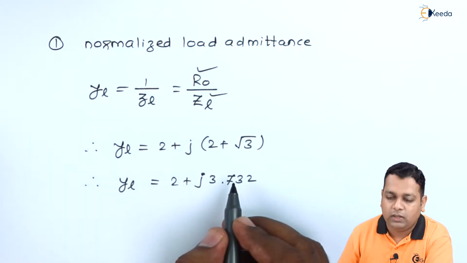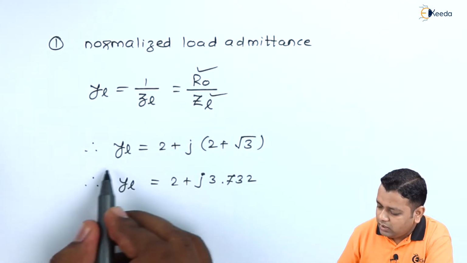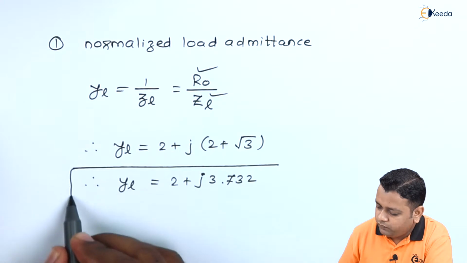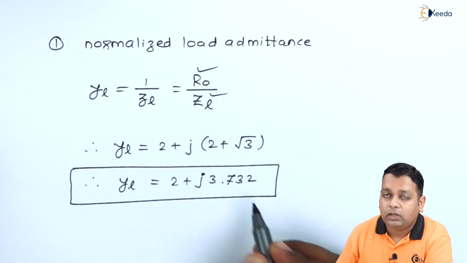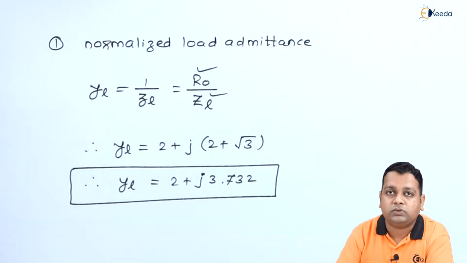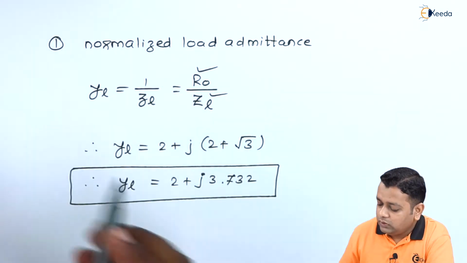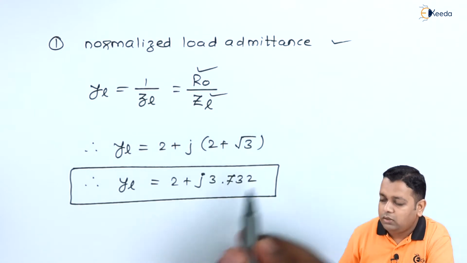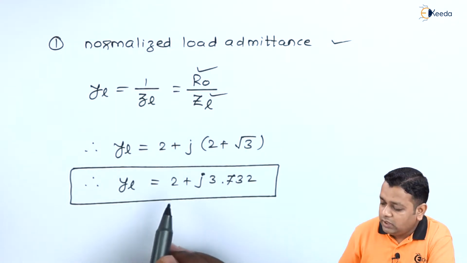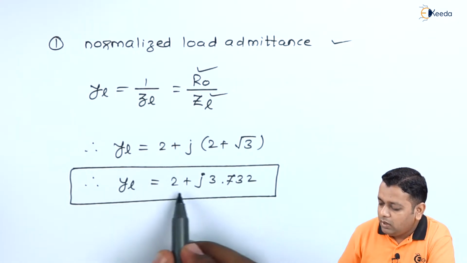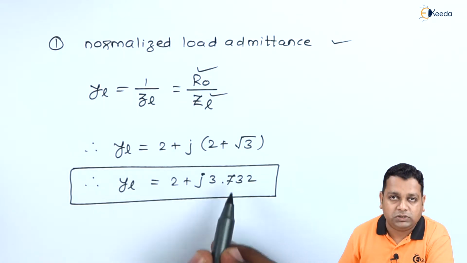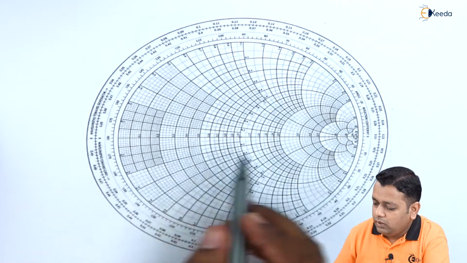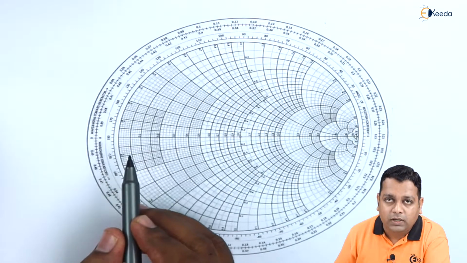3.732. So let me outline the intermediate value useful to solve the problem based on the single stub matching. So this is the normalized load admittance. Now we are successful in determining it. So in the next step, we have to mark these values onto the Smith chart. So this is our Smith chart. We have the value of the load admittance.